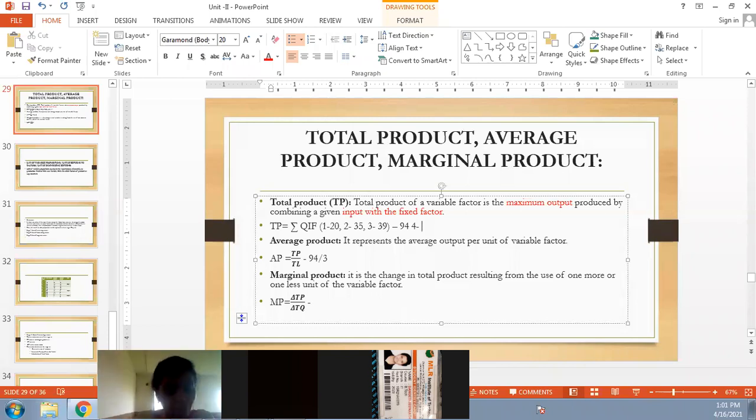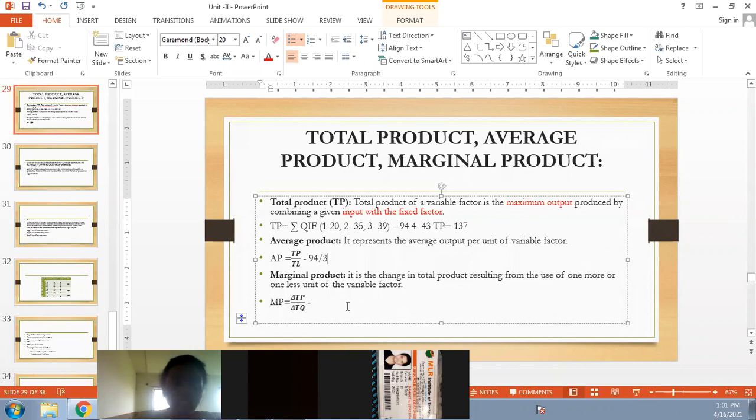For example, the fourth labor is producing 44 units. Then what will the total product become now? That is 138. 8 is not working on my keyboard, because of this I am taking some other key. 137. This is the total product.